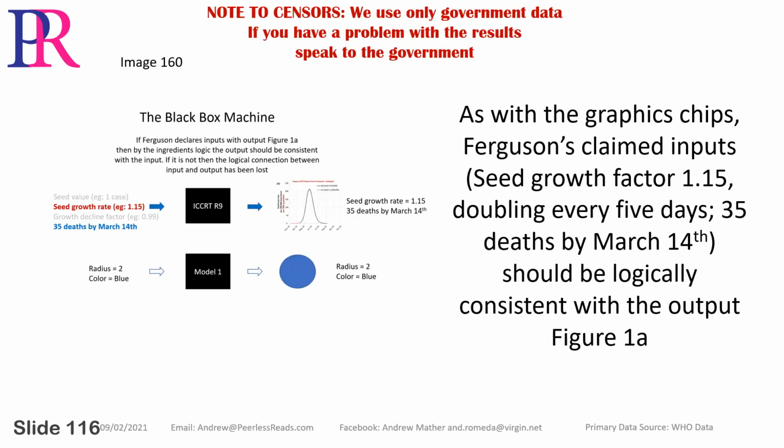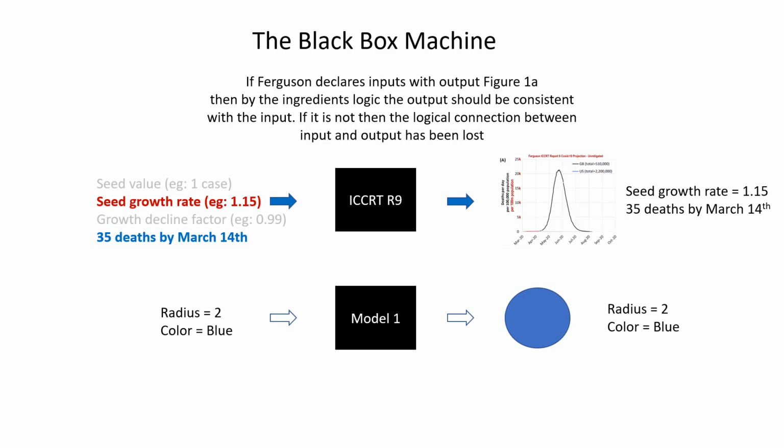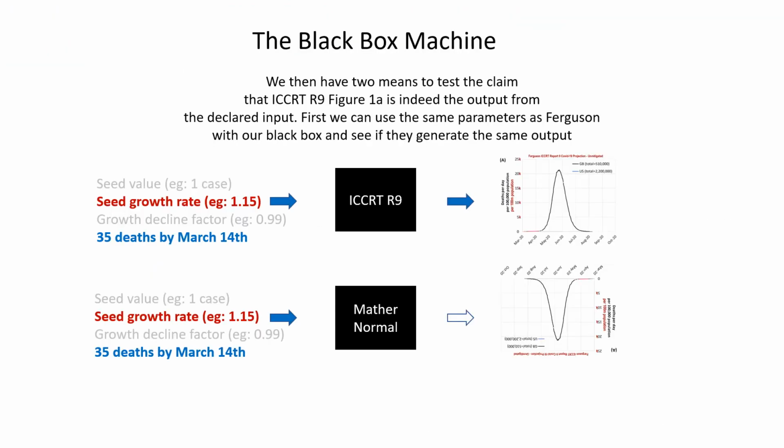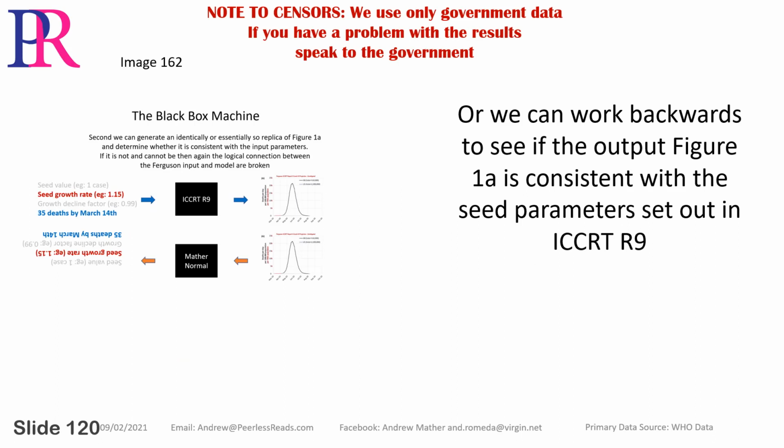As with the graphics chips, Ferguson's claimed input, seed growth factor 1.15, doubling every 5 days, 35 deaths by March 14th, should be logically consistent with the output figure 1a. We have two methods to test whether figure 1a is indeed the output from the seed parameters. We can use them in our figure 1a clone black box to see what output occurs. It should match figure 1a. Or we can work backwards to see if the output figure 1a is consistent with the seed parameters set out in ICCRT R9.